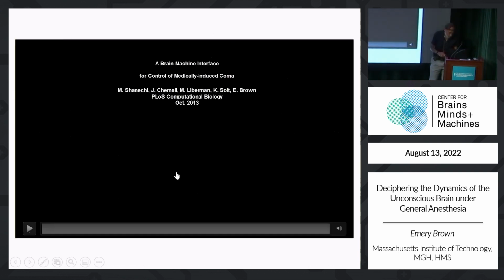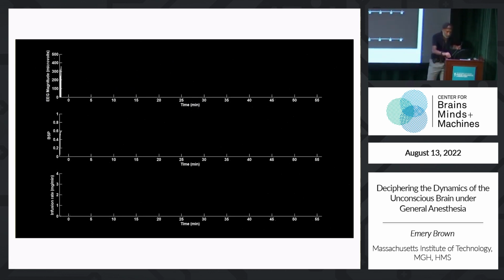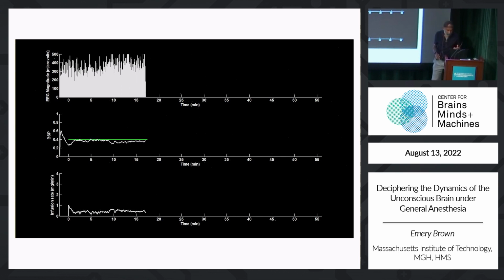I'll just show you what this looks like in this video. So Miriam Shinichi did this back in 2013. So when you start, the top panel up there, that's the EEG, and the green line is the target. That's what we're trying to hit. The white line is what it's actually doing. But it's actually holding it pretty well. It's a little bit below, perhaps, and the axis is in minutes. And the lower panel is the infusion rate.